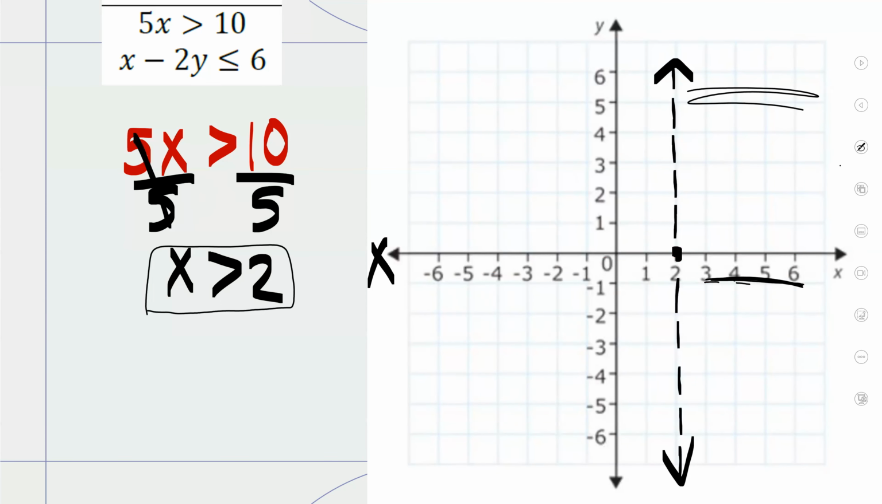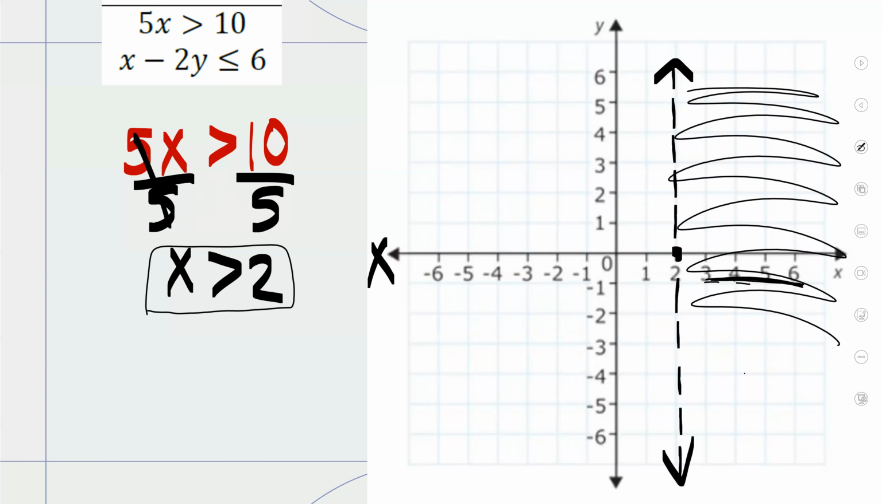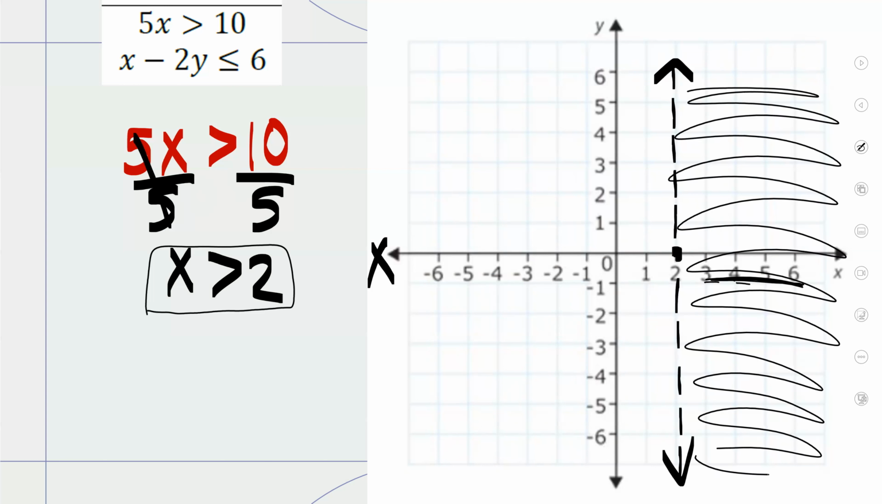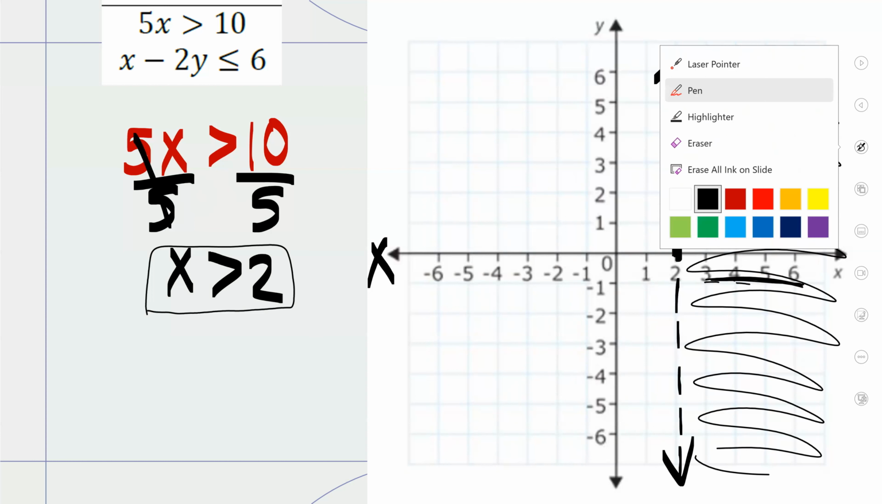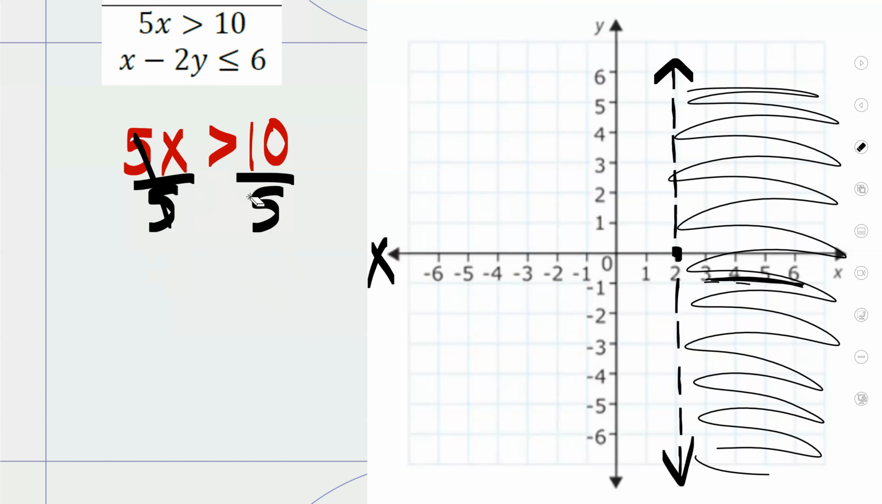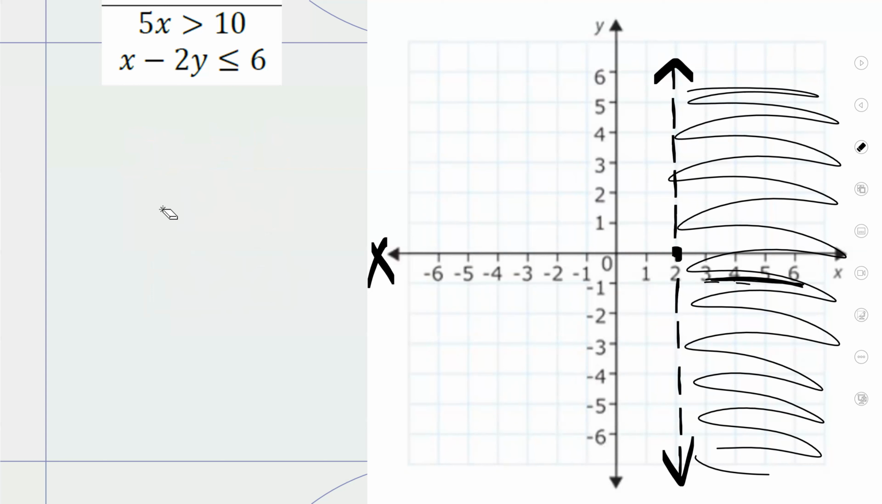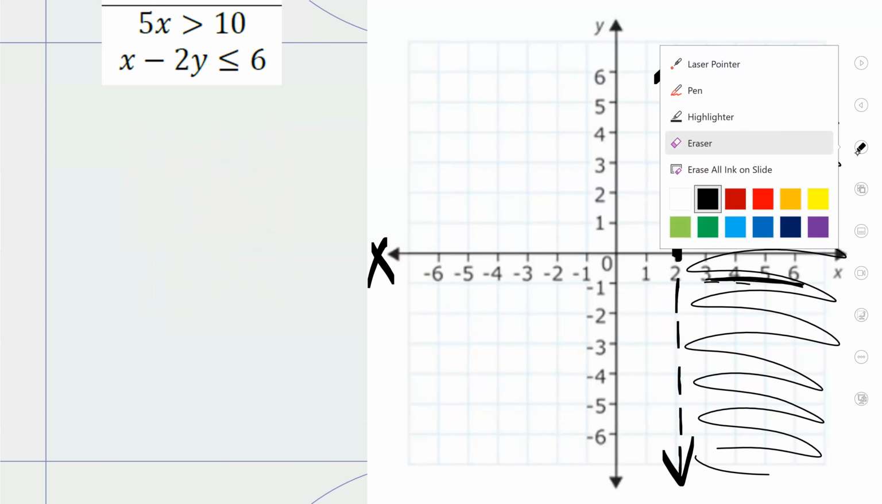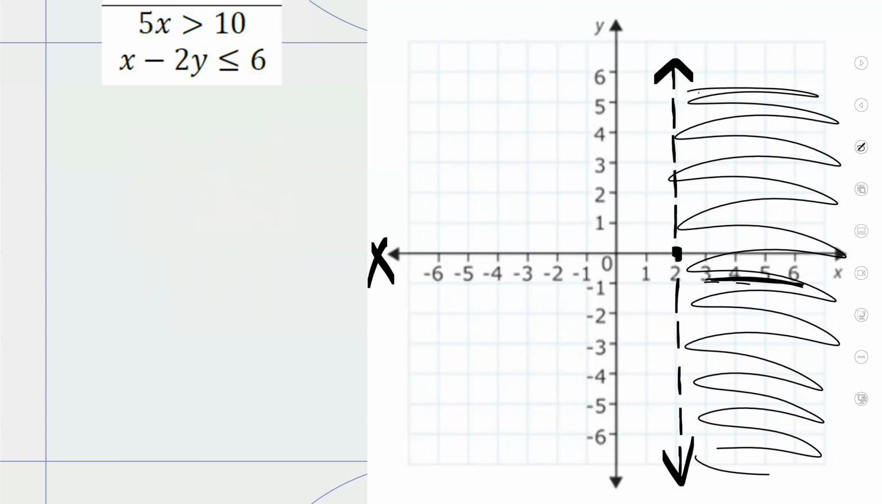So we're going to shade this side. Okay, now let's do the next problem. I'm going to erase this, and I'm going to do the next equation. I'm sorry, I keep calling them equations. They're called inequalities. These are called inequality symbols, not equal signs, so they're not called equations.